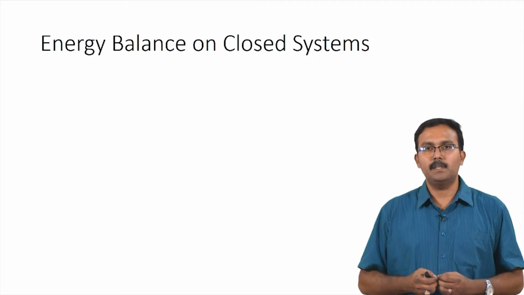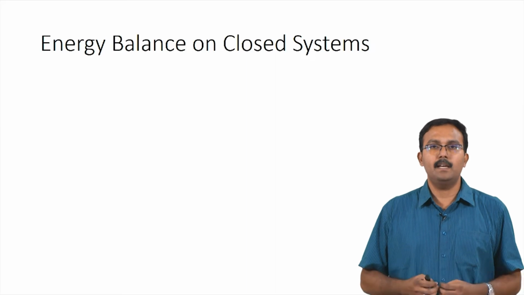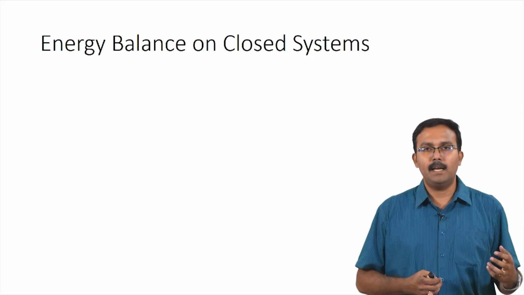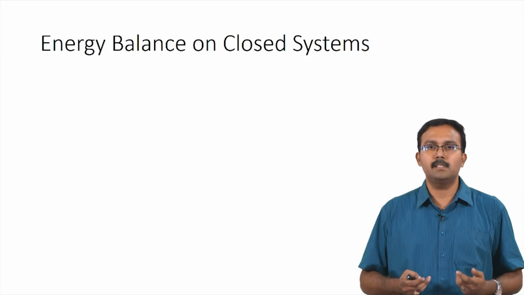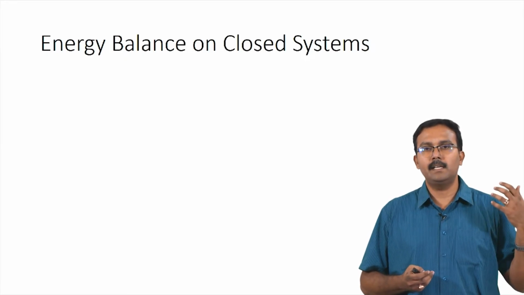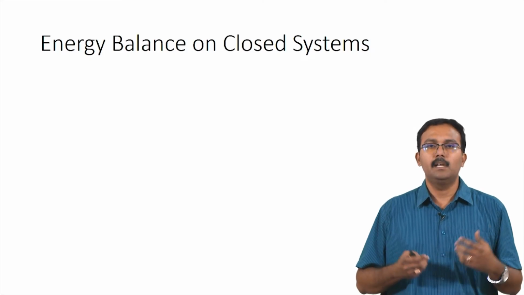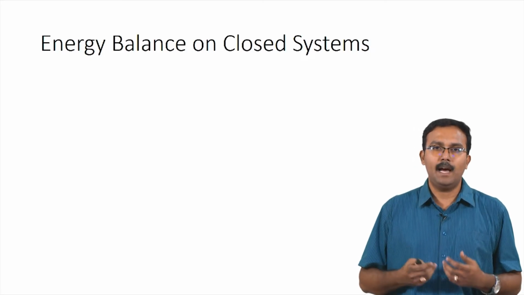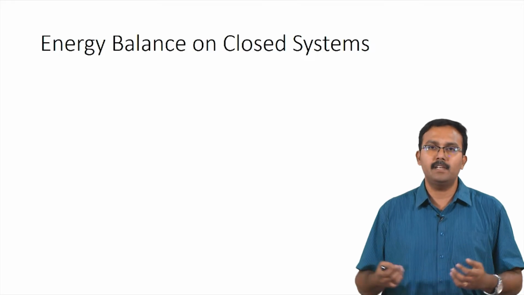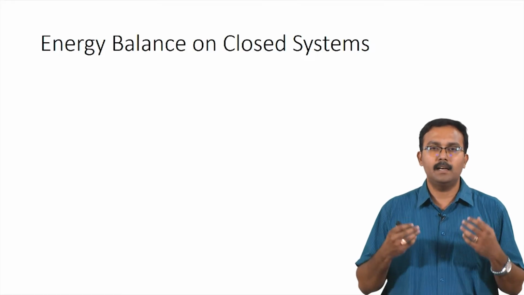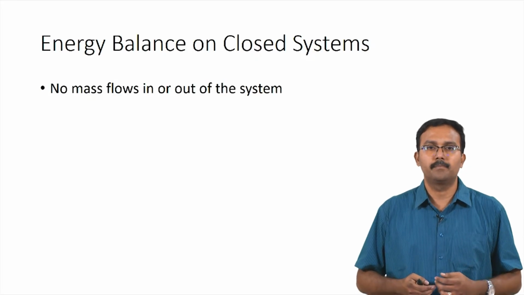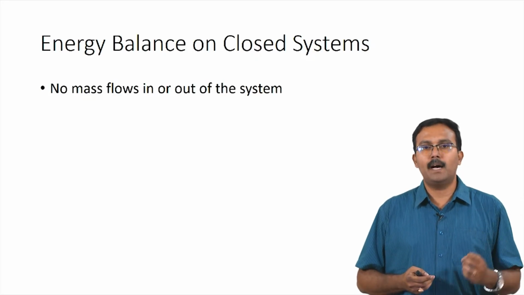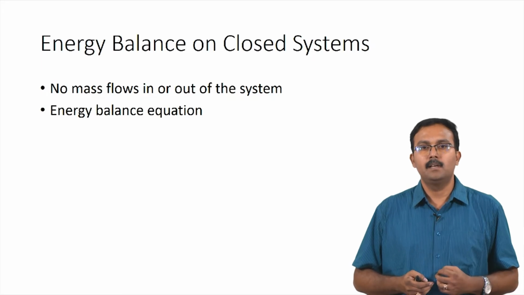Let us first start with a closed system. As I had already mentioned, in our material balance calculations, we were only talking about open systems most of the times, because in an open system the material was crossing the system boundary. In an energy balance, you can have energy crossing the system boundary even in closed systems. So, understanding how to perform energy balance calculations for a closed system is crucial. We need to understand that there is no mass flowing in or out of the system.